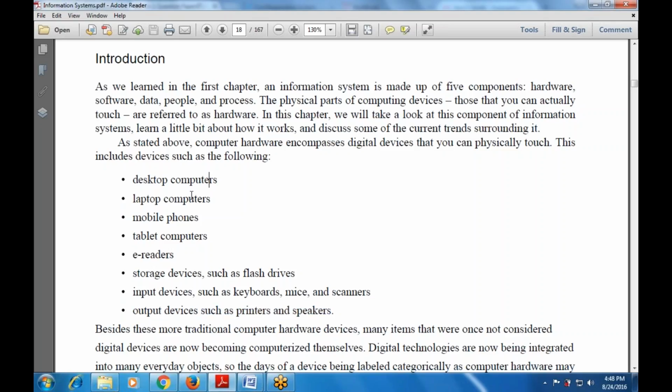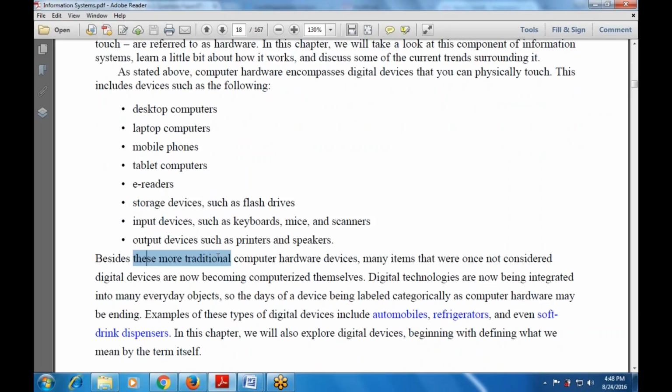So one is the desktop computers, then laptop computers, mobile phones, tablet computers, e-readers, storage devices, input devices, output devices. And besides these more traditional computer hardware devices, many items that were once not considered digital devices are now becoming computerized themselves. An example of these types of digital devices includes the automobile, the refrigerator, and even the soft drink dispensers.